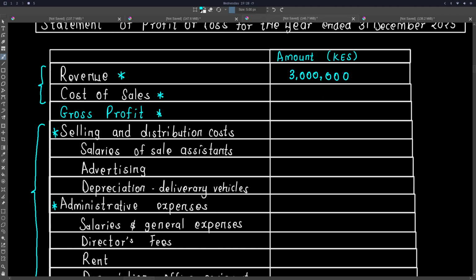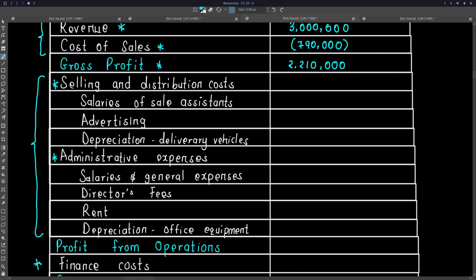So here we will come and write 790,000. Okay, so we are lessing. So here you indicate the brackets to show we are lessing 790,000, so that we get to have our gross profit, which is 2,210,000. Okay, then we come to now classifying our expenses into two, that is selling and distribution costs and administrative expenses.